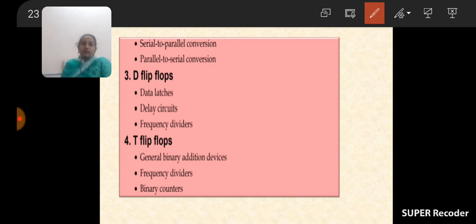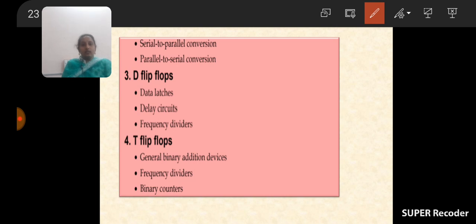And JK flip-flops are also used in parallel to serial conversion. Parallel means a number of bits are entered into the register at the same time, but while leaving, they must leave bit by bit. While entering the register, all the bits enter the flip-flops at the same time, but while leaving the register, they must leave bit by bit.